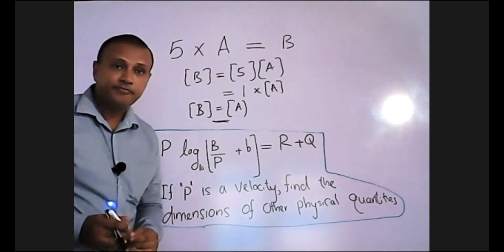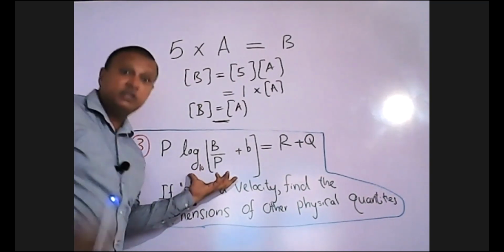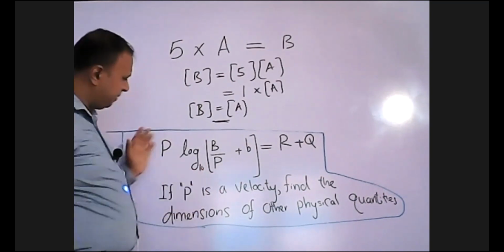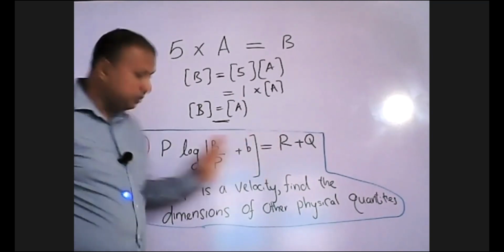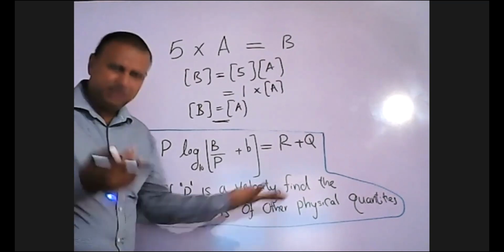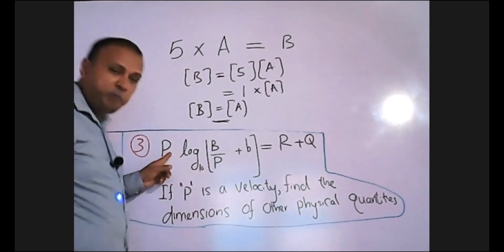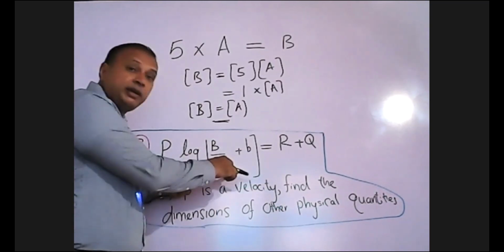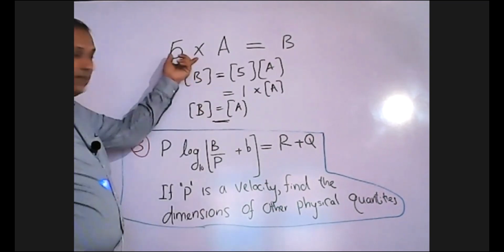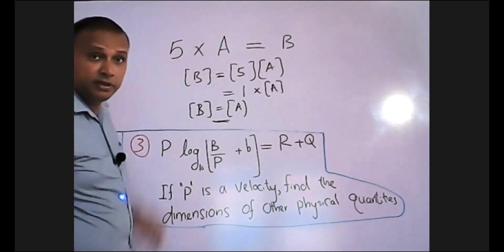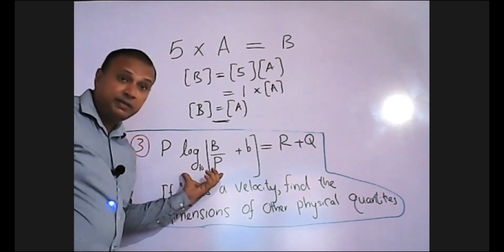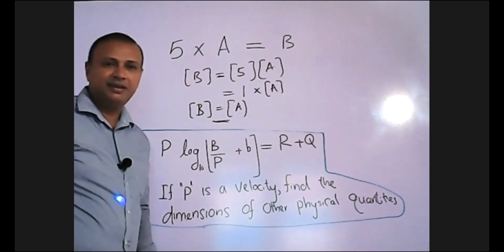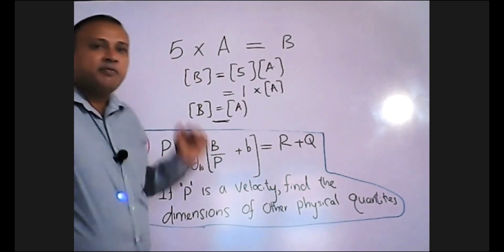How can we apply that one? You know this logarithm part. This logarithm function is a number. Even if it is a very long expression, it is just a number. So P is multiplied by a number. P is a physical quantity and it is multiplied by a number. So the dimension of the left hand side should be equal to the dimension of P. Do you get that argument?